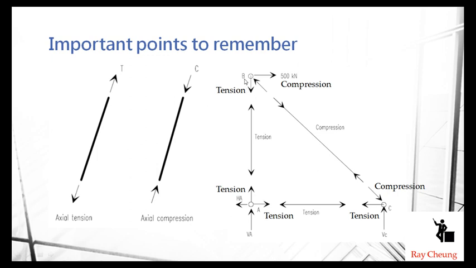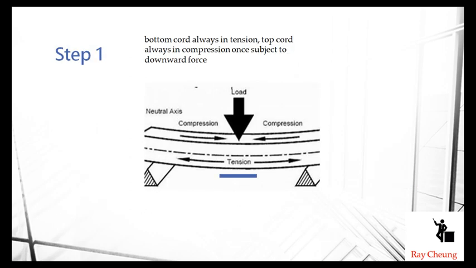In other cases, when we consider the joint, if the force is pointing out from joint B, we call it tension. If the force is pointing to joint B, it is in compression. Don't confuse the direction, otherwise you will make mistakes in the calculation. Then you need to understand three simple steps. First, if we have a downward force, tension will occur 100% in the bottom members. That means the top chord should be in compression.